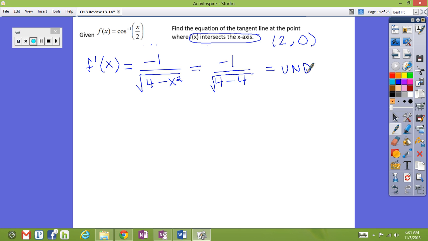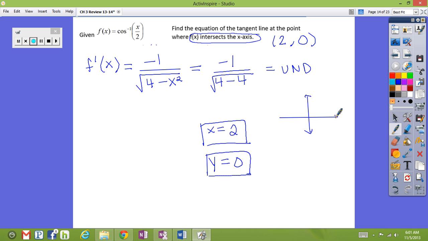So the equation of the tangent line, because we know it exists, it is a vertical tangent. So vertical tangents are vertical lines, and vertical lines are all written the same way. This is actually the equation of the tangent line. The equation of the normal line would be y equals 0, because that would be a horizontal line. Tangent, normal.